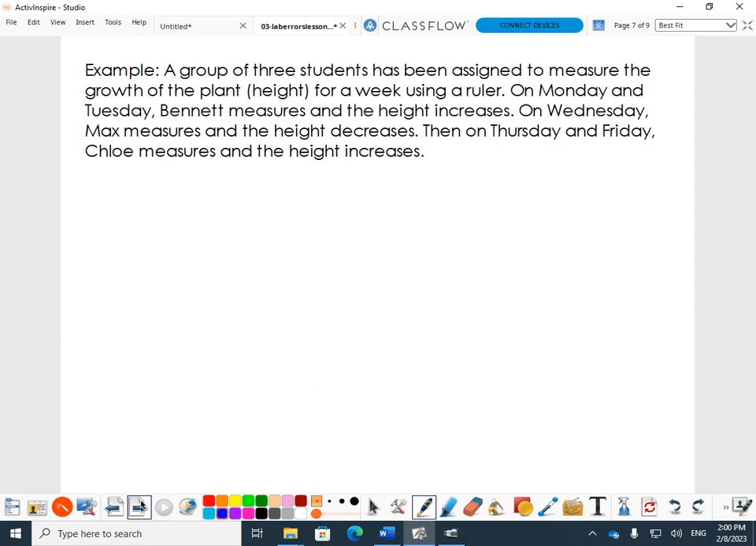So a group of 3 students has been assigned to measure the growth of the plant height for a week using a ruler. So right away, one of the things that we're going to try not to do anymore is qualitative. So if you're like, did your plant grow? Oh yeah, I see it grew. How much, right? That automatically introduces error. So doing quantitative measurements helps. But then things like this, you have to think about when you're thinking about the lab.